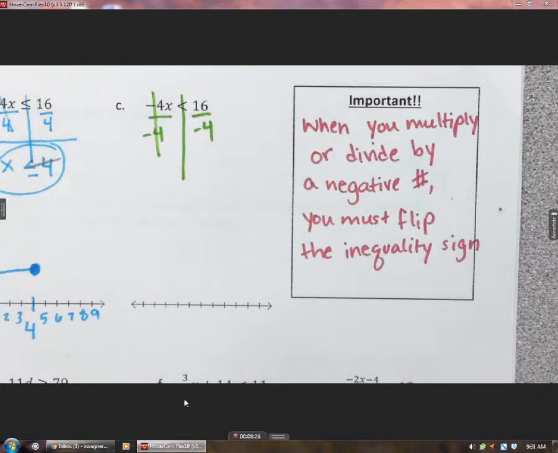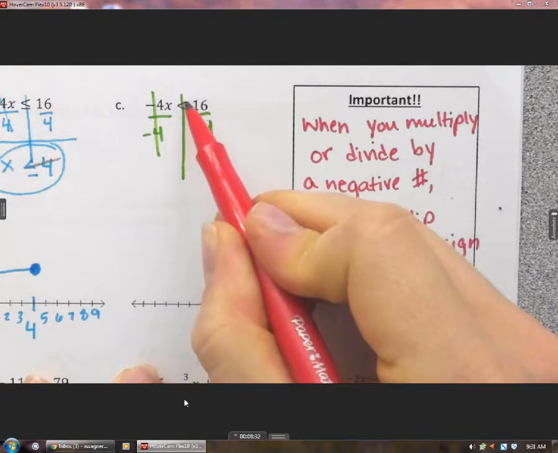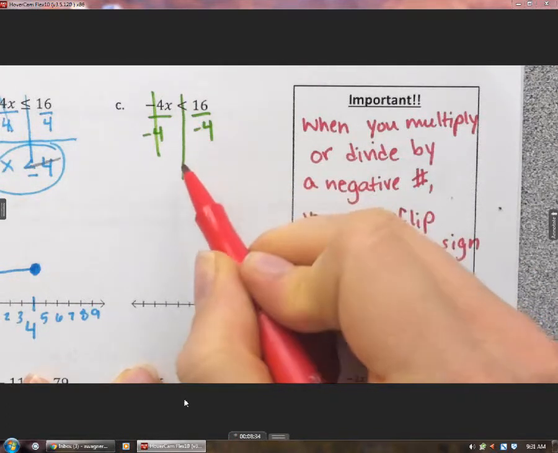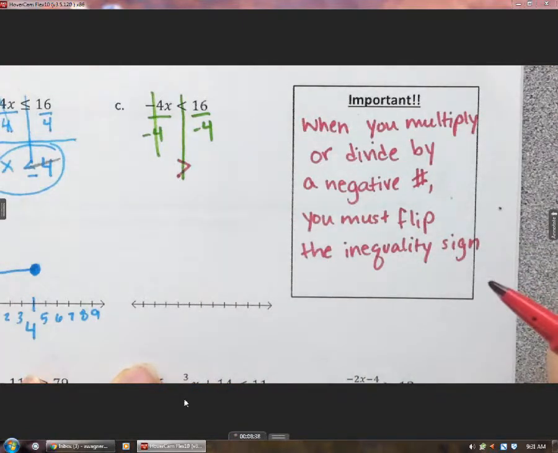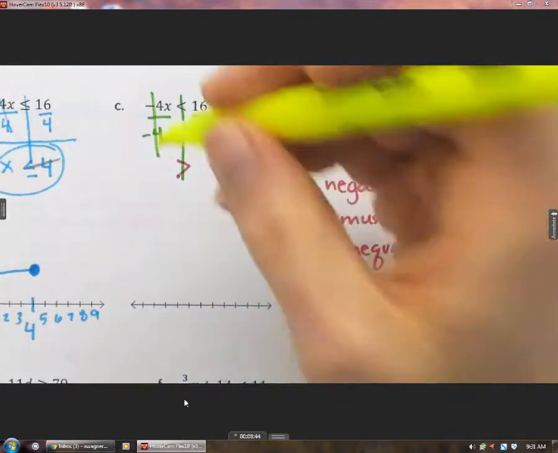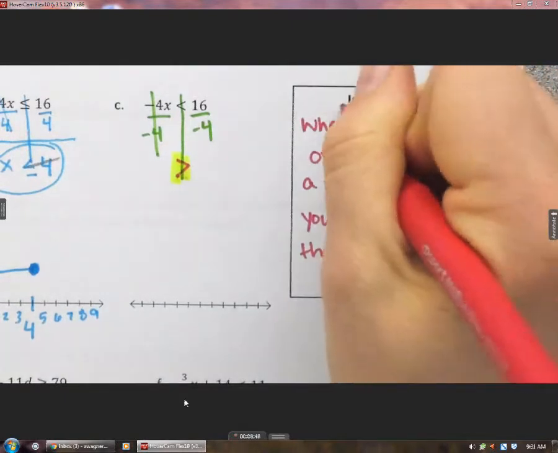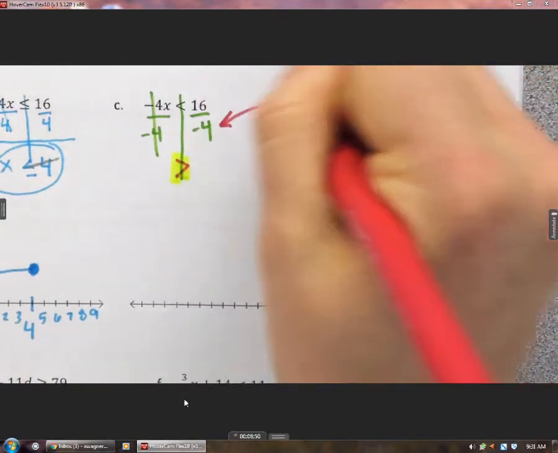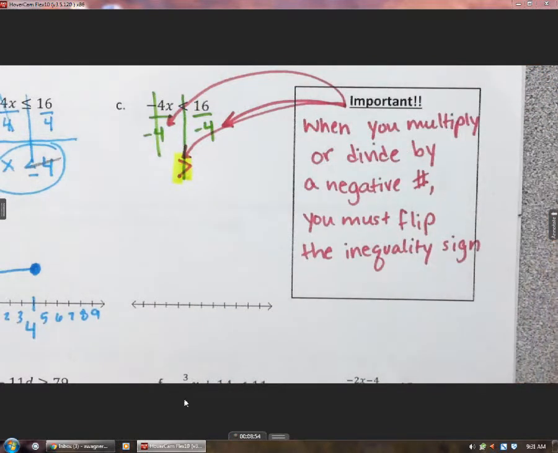So I like to do that step first. Instead of having a less than like this, I'm going to flip it so that I have a greater than like this. And it's so important, I'm even going to highlight it so you can see the difference here. It's because we are dividing by a -4 right there, which means that we need to flip our sign right here.